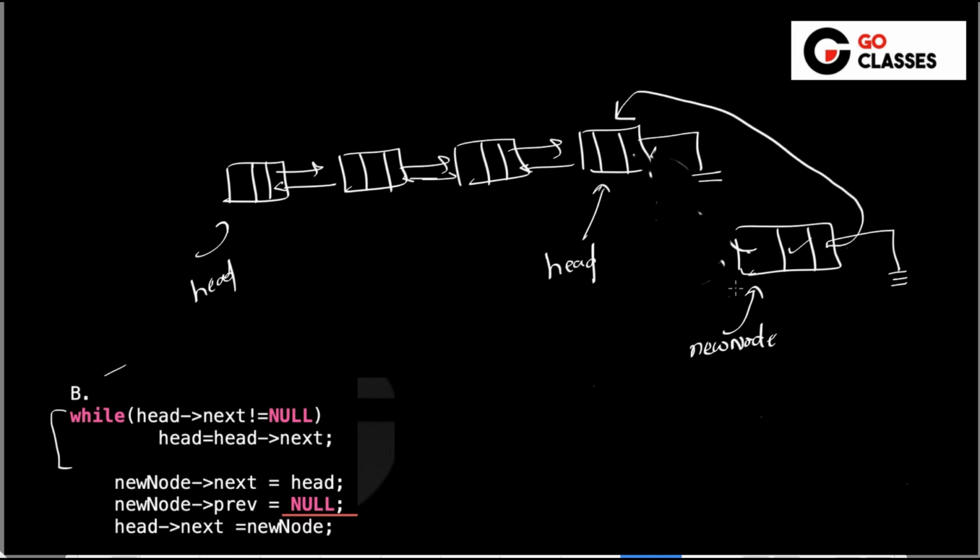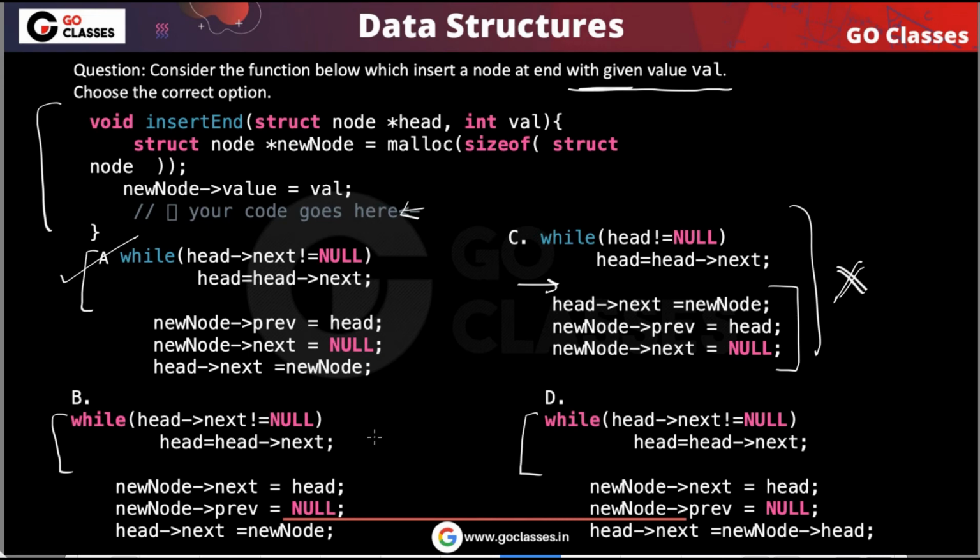New node previous equal to null, so they are making it null, and head next equal to new node. Okay, so again there is some mismatch, right? There is no consistency. I mean, this is actually supposed to point to null, and this is supposed to point to the previous node, but it is happening in the reverse way, right? So they are asking it to point to this thing, and they are asking this to point to null. So that is why B is not the correct option, right? So you can say B is not the correct option. What about D? Let me quickly verify D also, and then we should be done with that, right?